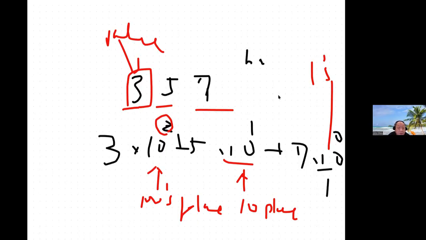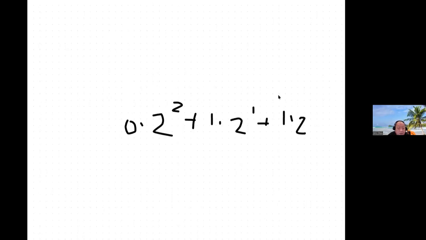So if you change it to binary, it's actually 0 times 2 to the power 2, plus 1 times 2 to the power 1, plus 1 times 2 to the power 0. This is 0, 1, 1. This one means 3 in decimal. It's the binary number 0, 1, 1. Okay, this actually is a number system that uses base 2.